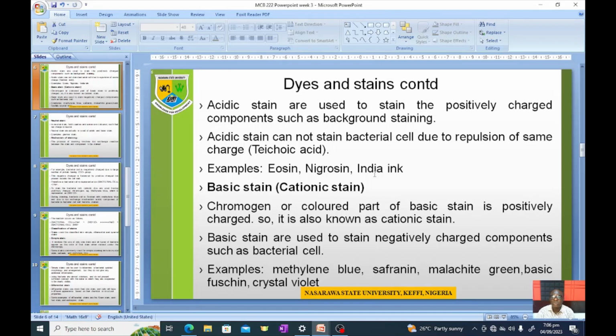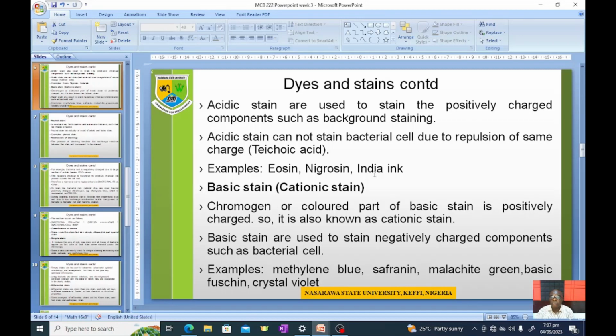I said earlier, you know, a bacterial cell has teichoic acid, so the like poles will not allow acidic stain to stain the bacterial cell. Examples of acidic stains include eosin, nigrosin, Indian ink, and the rest. Now we'll consider basic stains, the cationic stains.